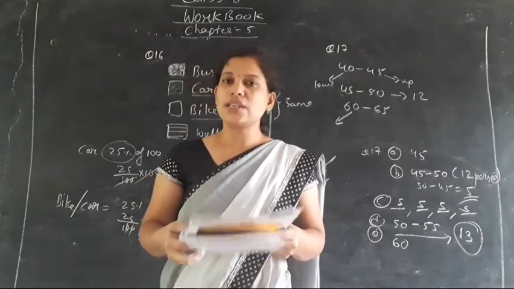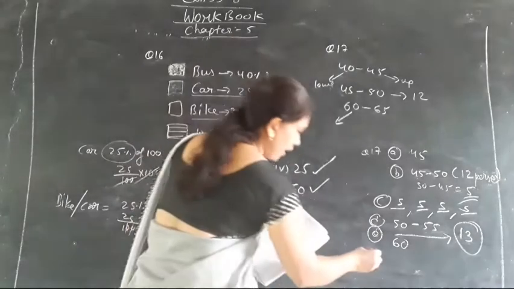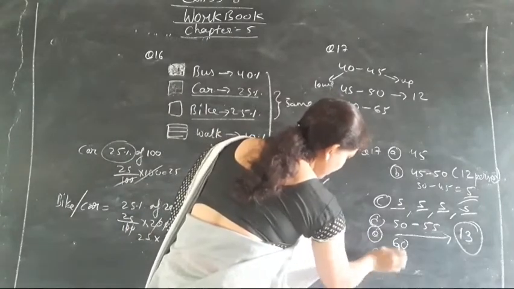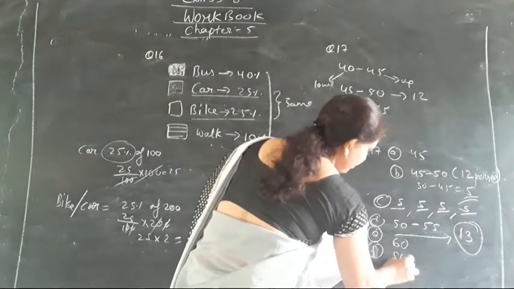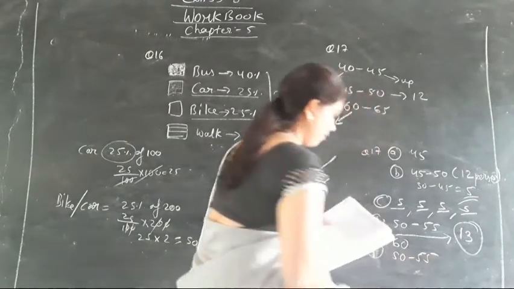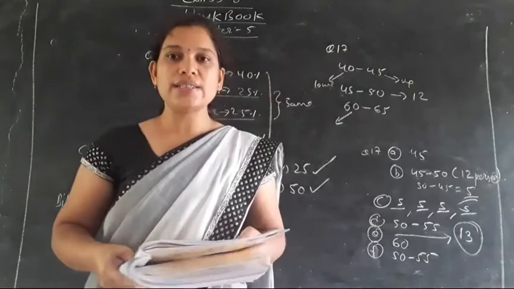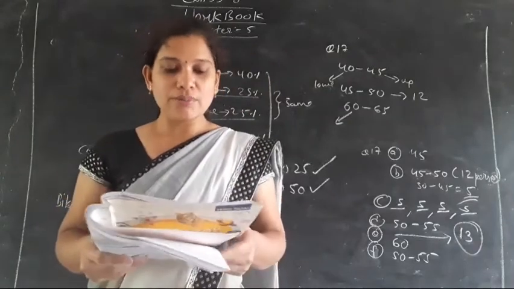That is only the same answer as we are having for the D part. That is 50 to 55. So here question number 17 is completed. Moving toward question number 18.